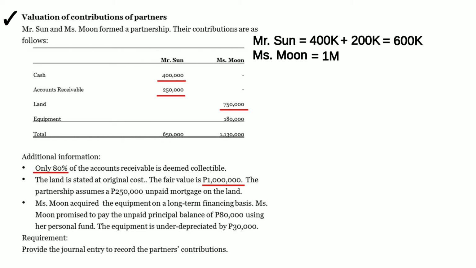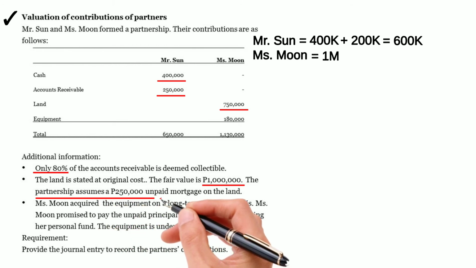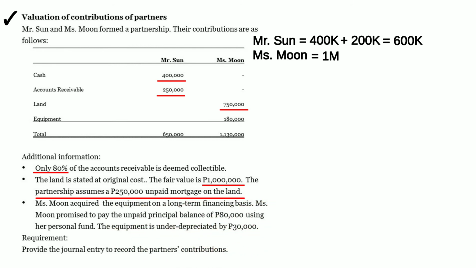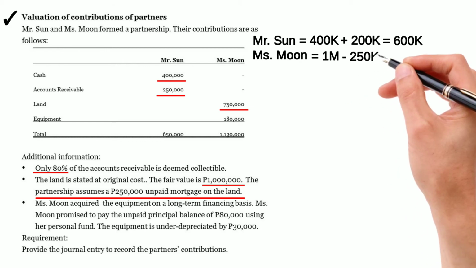However, yung land merong 250,000 pesos unpaid mortgage. At sinabi dito sa problem na the partnership assumes a 250,000 pesos unpaid mortgage on the land. Since assumed yan ng partnership, i-deduct natin yung unpaid mortgage na 250,000 pesos. So ilagay na natin minus 250,000 pesos.